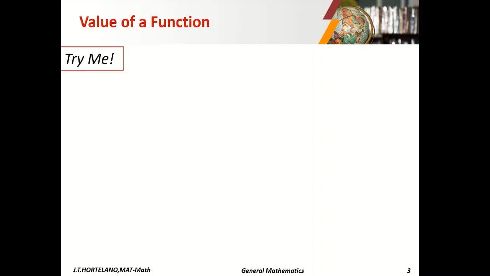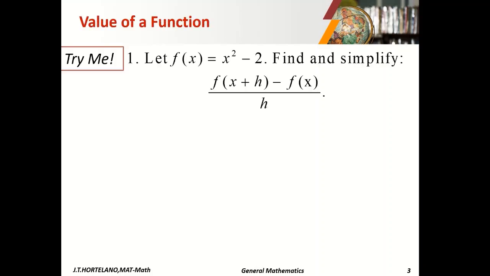So first is to find the value of a function. I want you to try this problem. Let f of x is equal to x squared minus 2. Find and simplify f of x plus h minus f of x all over h. This is actually the difference quotient. So just substitute the x plus h.